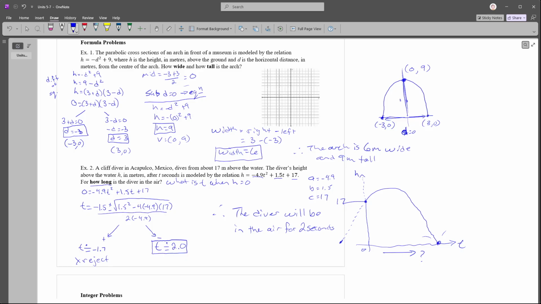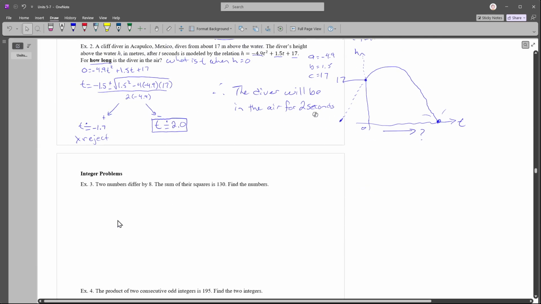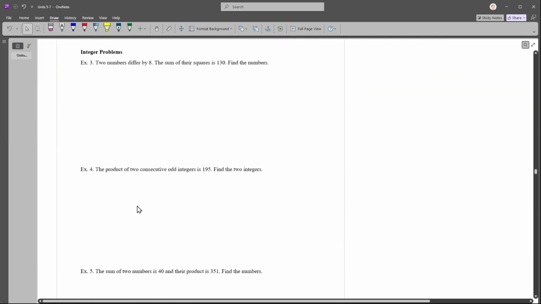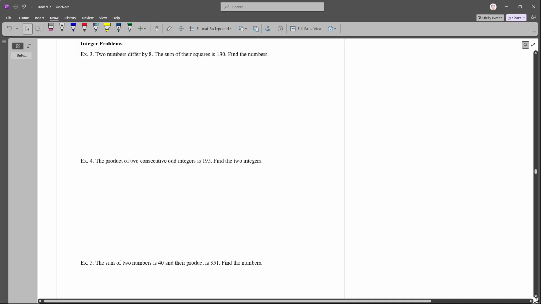But we move on. So that was our formula problems. Now we're going to get into our integer problems, which are definitely problems that we've seen before. It's just they're going to take on a slightly different form. So in these integer problems, this is where we're just relating numbers. We're just trying to figure out what the numbers are.